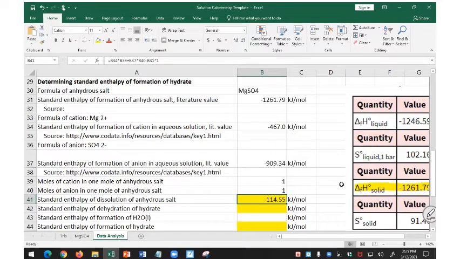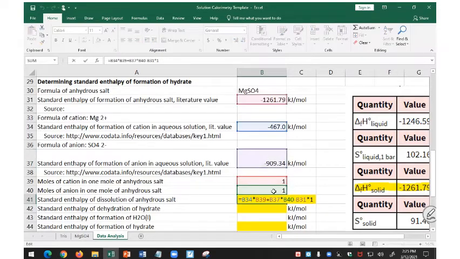You're getting an error? Make sure these don't have any letters in them. It's all numbers. So it's cation. So 909 B34 minus 467 times 1 mole of cation plus anion is minus 909 times 1 mole of anion minus 1 mole of the anhydrous.